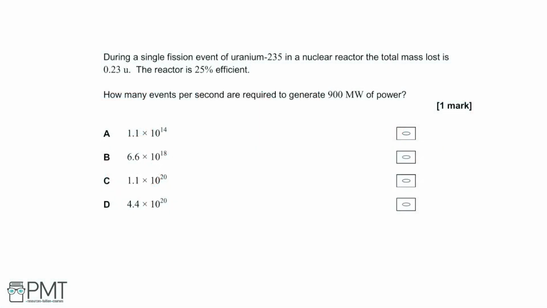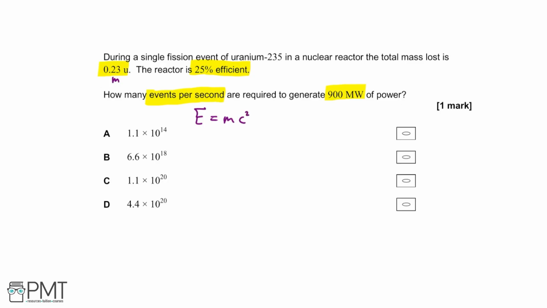This question is about fission reactions. The question says, during a single fission event of uranium-235 in a nuclear reactor, the total mass lost is 0.23 times u. The reactor is 25% efficient. How many events per second are required to generate 900 megawatts of power? In order to answer this question, we're told, firstly, that we've lost some mass, and that we're looking for an energy output. Therefore, we should use that the energy released, E, is equal to that mass lost, m, multiplied by c squared, which is Einstein's equation.